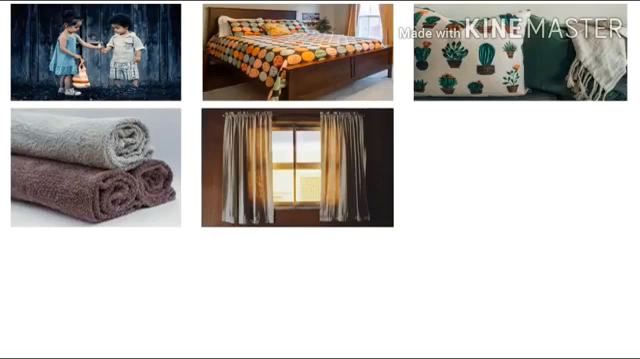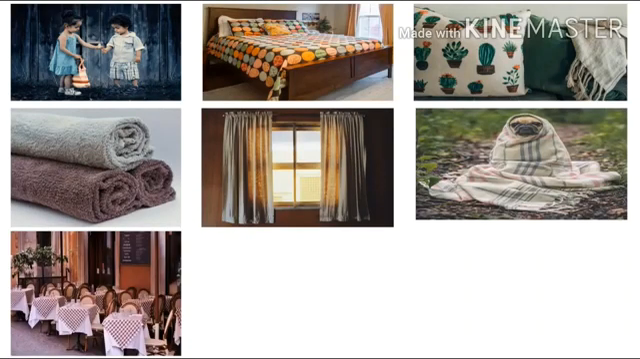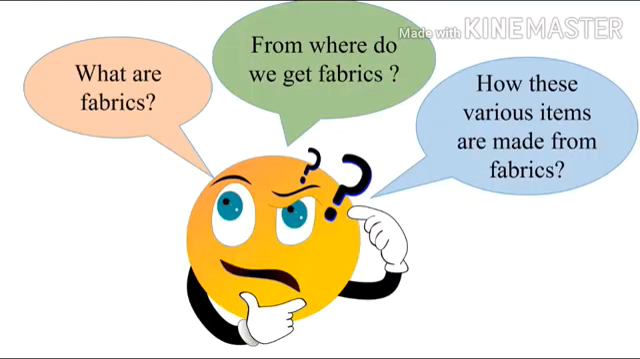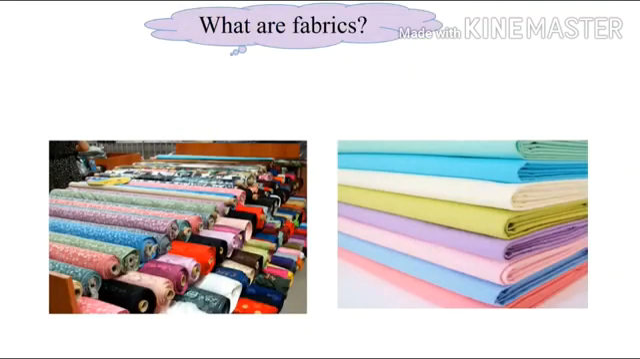When you look around, you can see varieties of fabrics here: the clothes, the bed sheet, the pillow cover, the towel, the curtain, the blanket, the tablecloth, the shopping bag, and here you can see the school bag which you use. This can be easily felt; we can identify it by touching it. What are fabrics? From where do we get fabrics? How are these various items made from fabrics? For this answer, let us go into details.